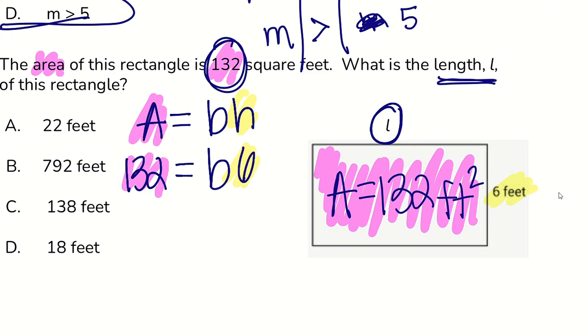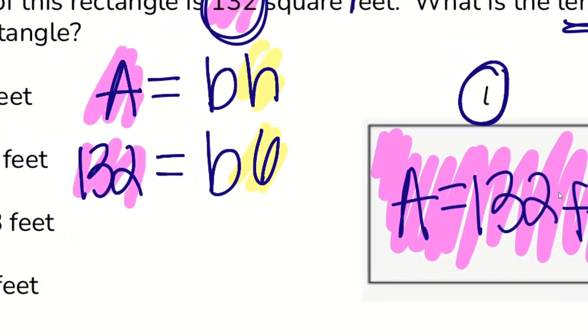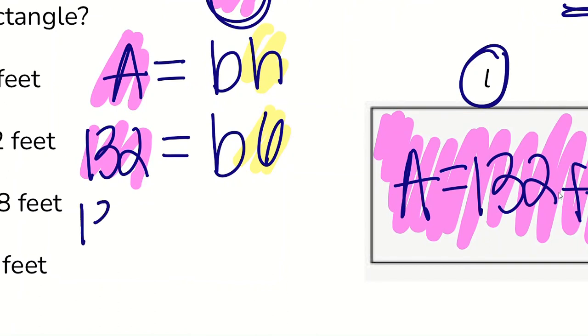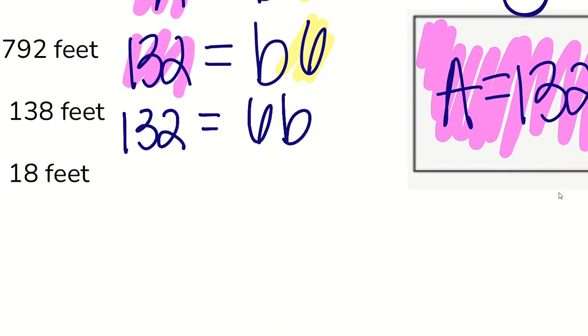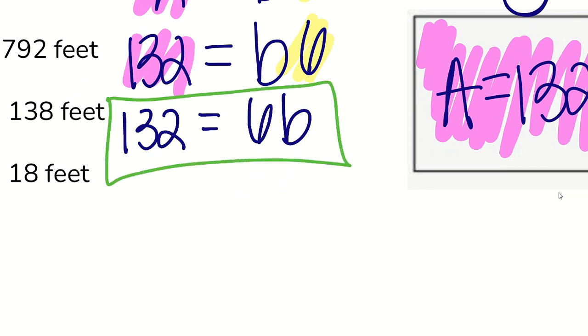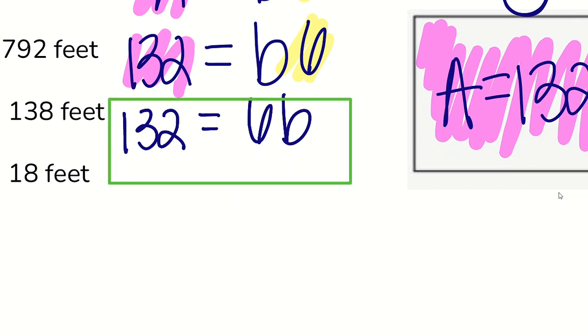Okay, and this is kind of bugging me. Can I rewrite it, Miss Kemp? I would rewrite it. I like to have the coefficient, then the variable. So 132 equals 6b. Now we get to solve. Box it. Rewrite it.